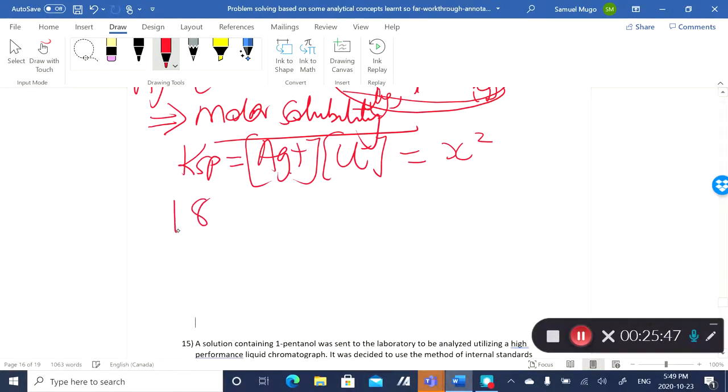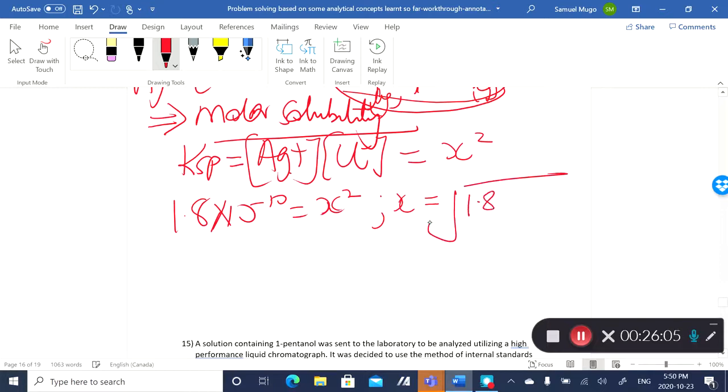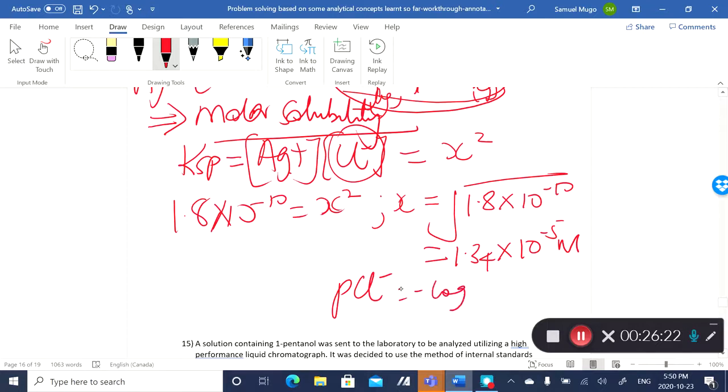So when you calculate it, you're going to see 1.8 times 10 to the power negative 10 is the KSP, and you're calculating the x squared, and you're going to see the x then equals the root of 1.8 times 10 to the power negative 10, and this gives you 1.34 times 10 to the power minus 5 molar concentration. Remember, x is referring to chloride, so it's a pCl, which is the negative log of 1.34 times 10 to the power minus 5, which gives you 4.87, and that is the answer at the equivalence volume.